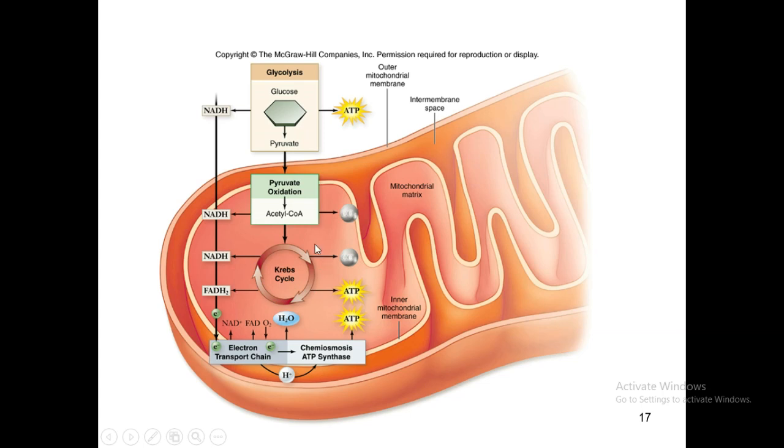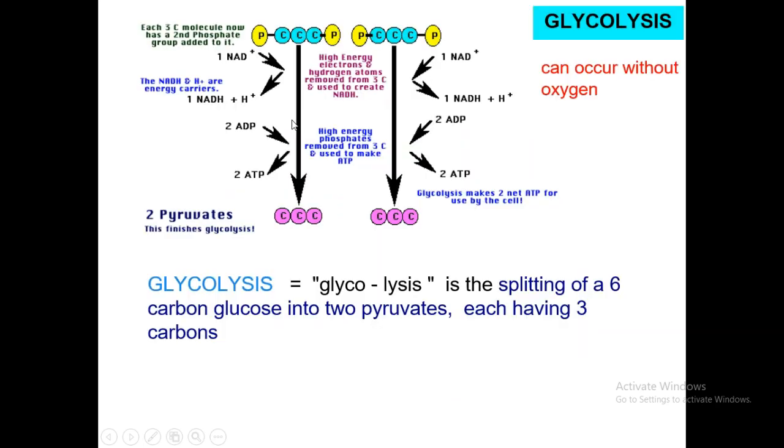So the matrix is what is inside the inner mitochondrial membrane. The Krebs cycle is in the mitochondrial matrix, but your ETC, guys, is in the inner mitochondrial membrane. That's compartmentalization. Here we find pyruvate oxidation, the Krebs cycle, and so on, and in the cytoplasm is glycolysis. Glycolysis can occur without oxygen, so that's why it is anaerobic, guys.